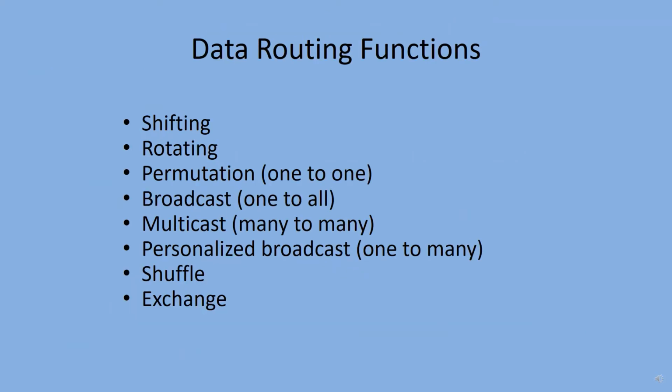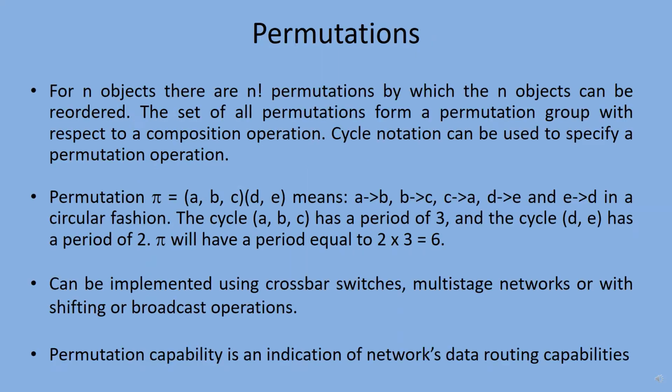Data routing functions. A data routing network is used for inter-processing element data exchange. This network can be static or dynamic. Data routing functions include shifting, rotation, permutation, broadcast, multicast, shuffle, and exchange. These routing functions can be implemented on ring, mesh, hypercube, or multistage networks.